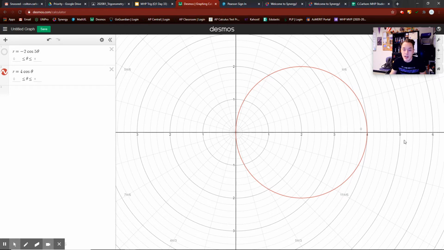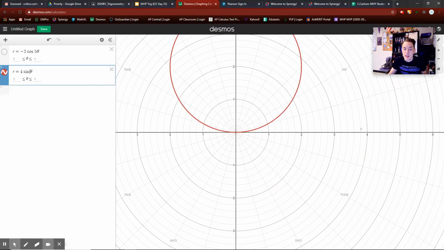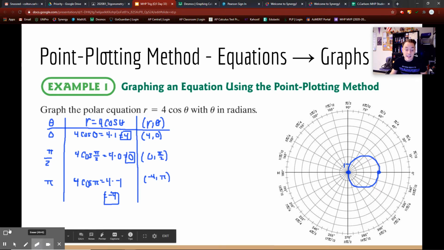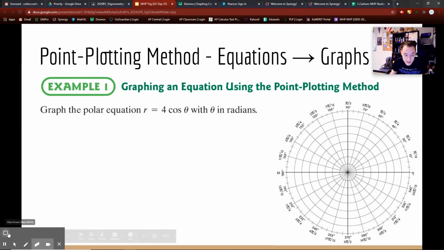Now remember, it's cosine. It's on the x-axis. If this was sine, it would be up here. So if I actually change that to sine, it would be on my y-axis like that. So just FYI, that's something we learned yesterday. So that's all I'm going to do there. I just plot that. It is a circle. Okay, it is a circle.